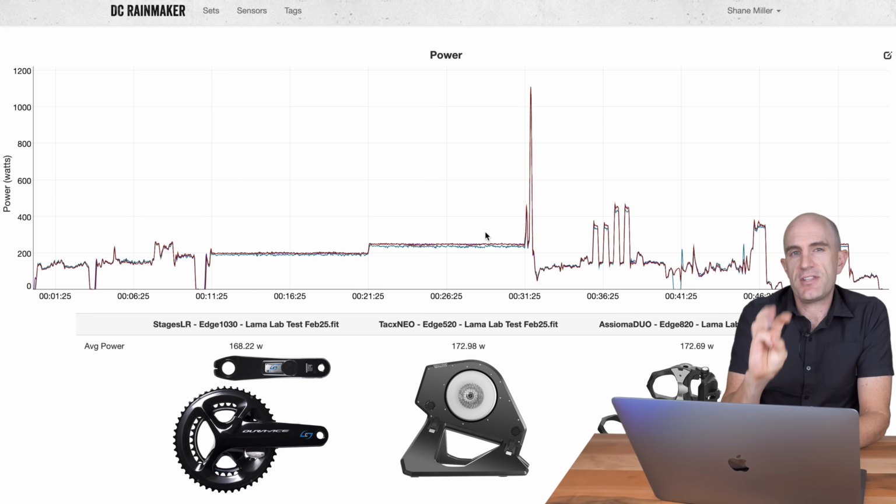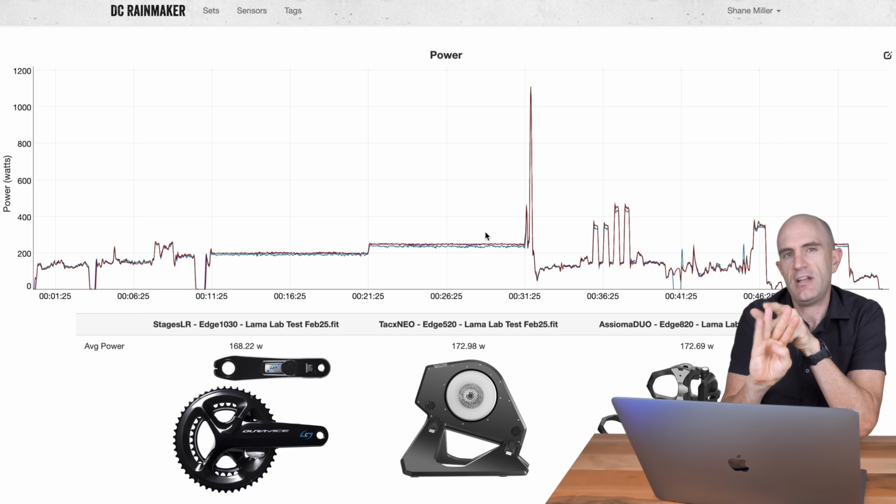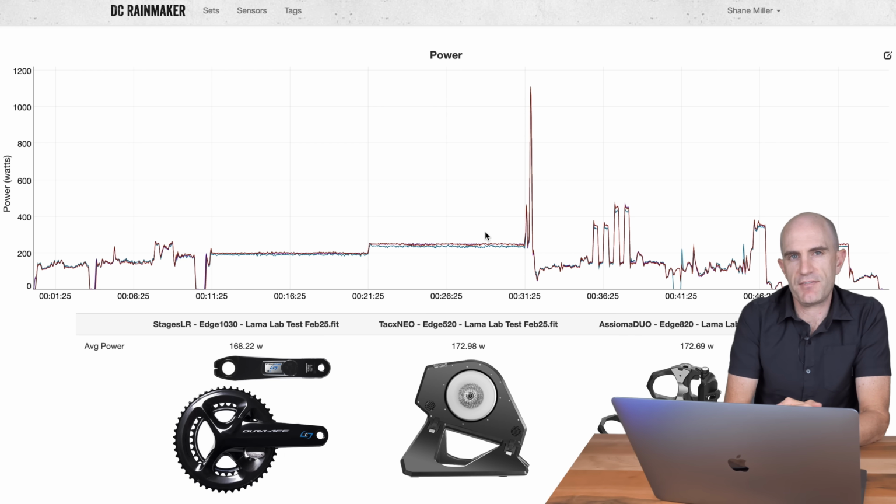So in conclusion there, that was 3 Llama lab tests, Kicker 18, Neo 1, Neo 2, and the Assiomas, all disagreeing in steady state with the Stages left-right power meter that I had.